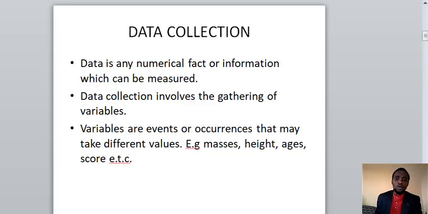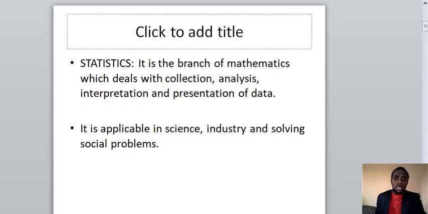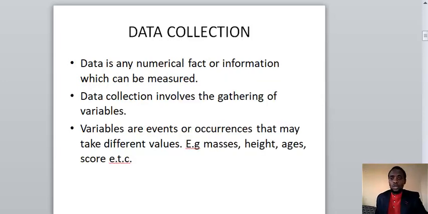The first thing we'll be looking at is data. Since we said statistics involves the collection or analysis of data, we'll be looking at data. When you talk about data, data is any numerical fact or information which can be measured. A numerical fact or information that can be measured.